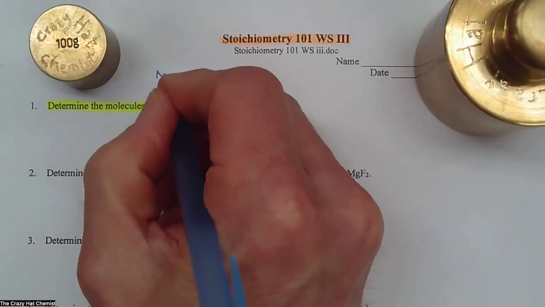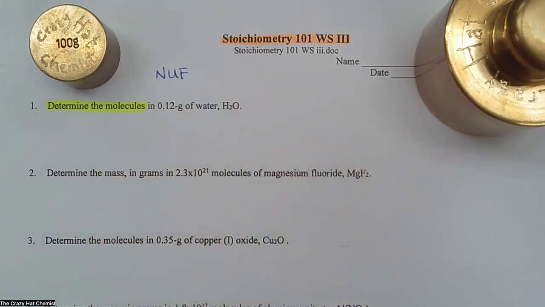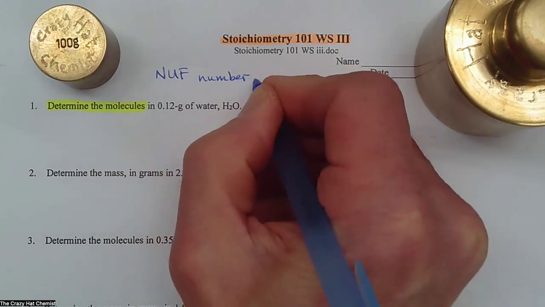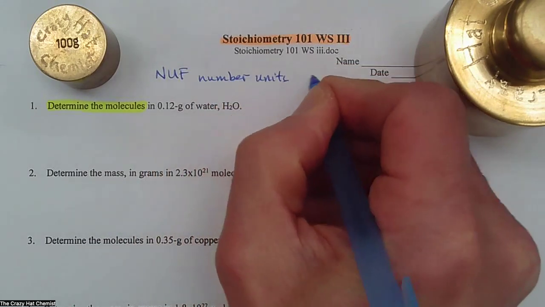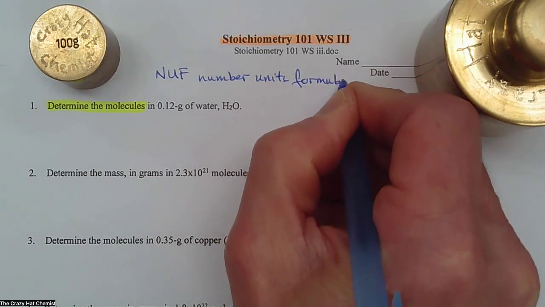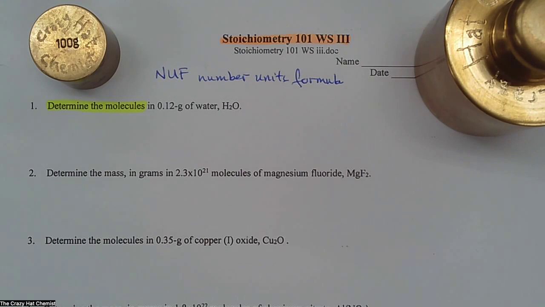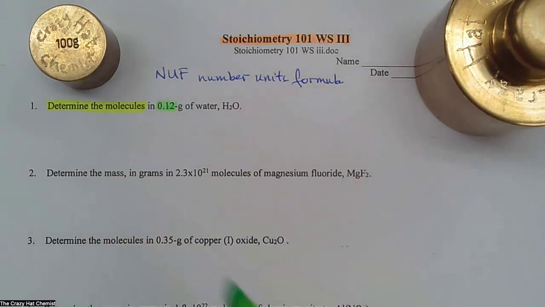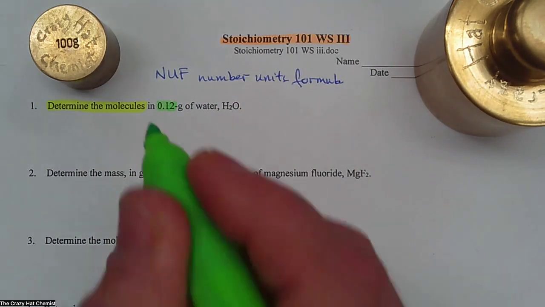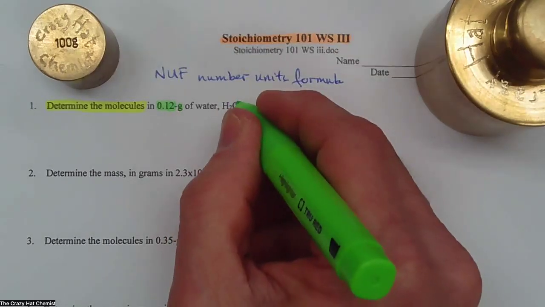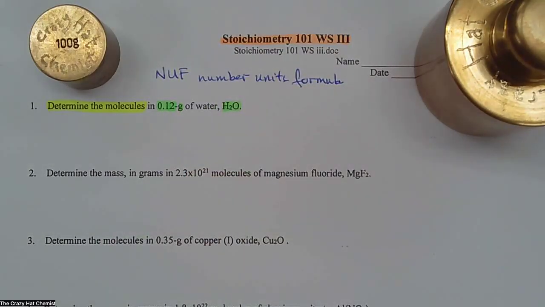And remember this, NUF. What does that stand for? Number, units, and formula. Number, units, formula. So that's going to be critical here. And the number that we have in this problem is 0.12. The units that we have in this problem is G for grams. And then the formula is H2O. So we're going to keep with those things right there.